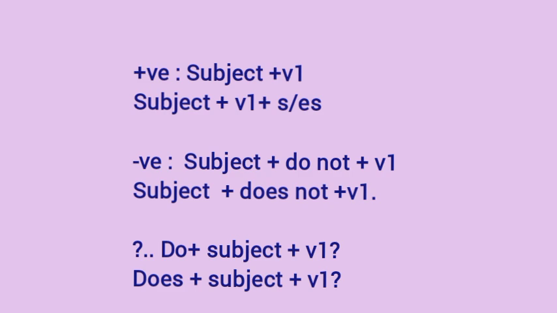In positive sentences with plural subjects and I, we use the first form of the verb. For singular subjects, we use the first form of the verb plus s or es. In negative sentences with plural subjects and I, we use do not and first form of verb. For singular subjects, we use does not and first form of the verb. In interrogative, we use do plus subject and first form of the verb. For singular subjects, we use does plus subject plus first form of the verb, and in the end of the sentence we use question mark.